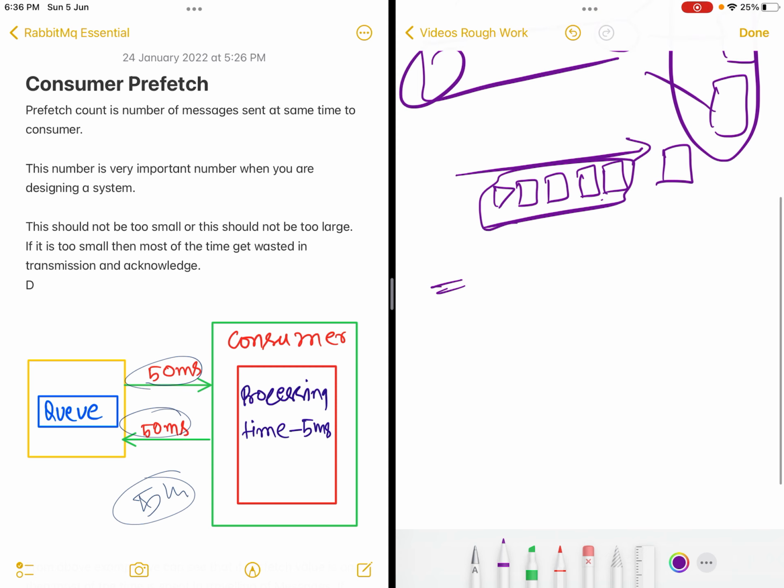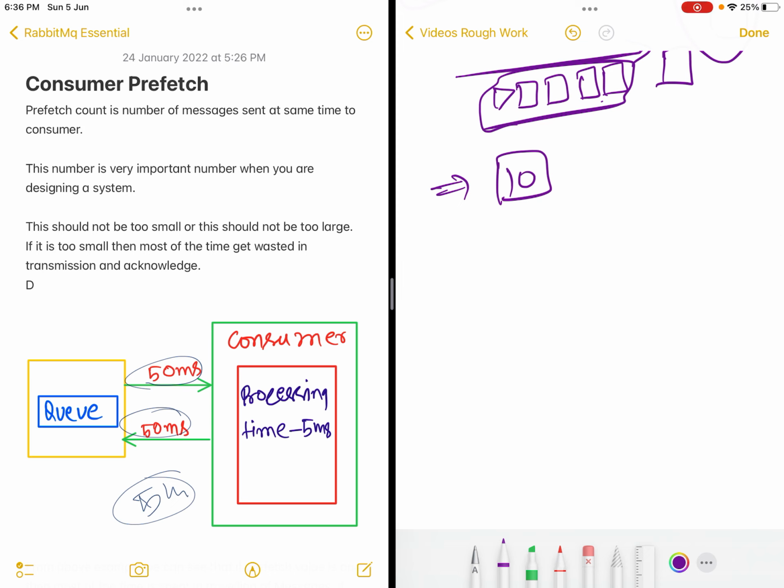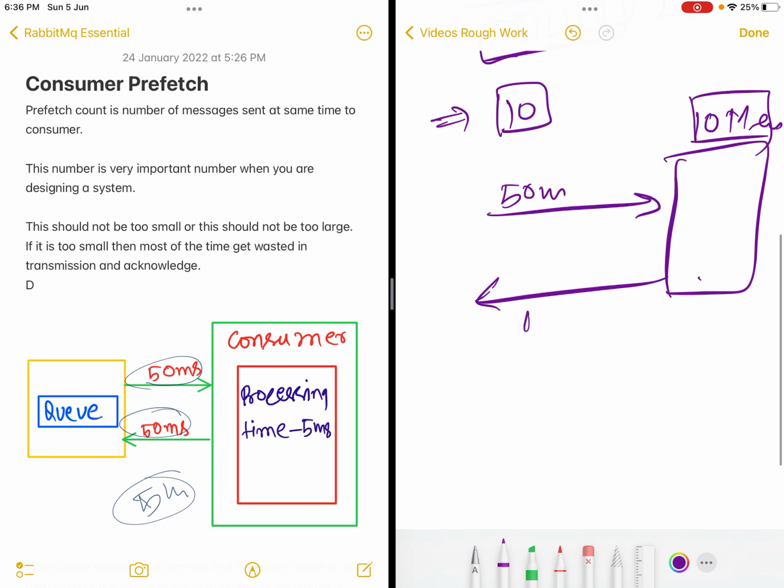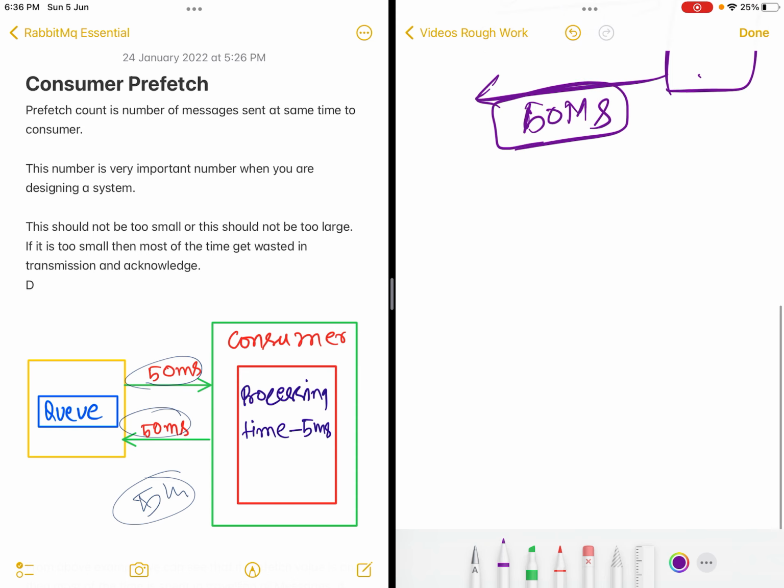So suppose you have set the prefetch count as 10. Then it will try to create a connection. Suppose the connection takes 50 milliseconds. It will deliver all those 10 messages to the consumer, and then the closing and acknowledgement and all those things will take 50 milliseconds. Now let's try to understand how it is important.